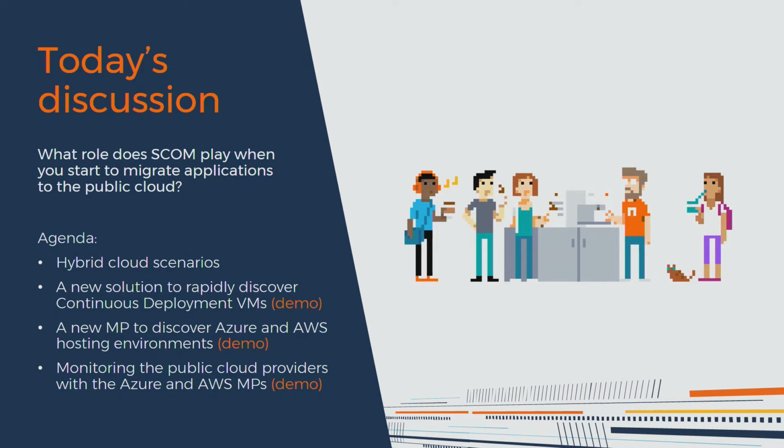So a nice new solution to look at rapid discovery for SCOM when using continuous deployment of VMs, a new management pack to discover Azure and AWS hosting environments, without having to actually connect via a cloud MP, and then looking at the cloud MPs themselves, Azure and AWS MPs. So in the first half, we'll just talk through some of the scenarios and some challenges involved. In the second half, hopefully dive into some demos.